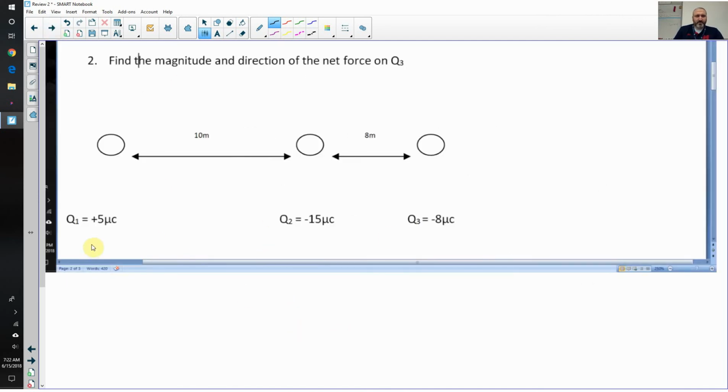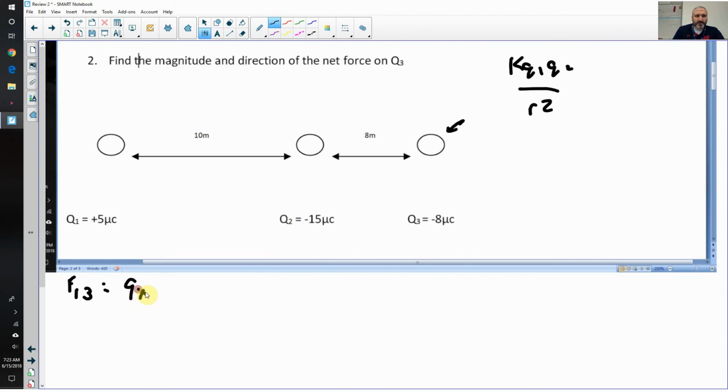This was the big question on the quiz, and we have to look at two things. Find the magnitude and direction of the net force on Q3. So Q3 is this one, and we have to figure out what it's feeling from this one, and what it's feeling from this one. What I've always done is go for the charge that's furthest away first, and that's going to be F of 1 on 3, the force of Q1 on Q3. And again, the big equation is kQ1Q2 over r squared.